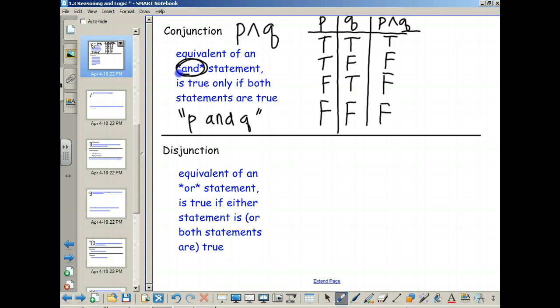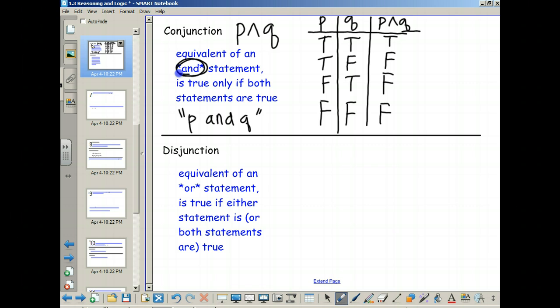Alright, so this is how you would construct a conjunction. Now, I used examples as we went along for how to think about what these are. But if you take a look at what's going on, in order to have an and statement true, both of the component statements have to be true. If you have a false in either one of the component statements, then the compound statement can't be true.